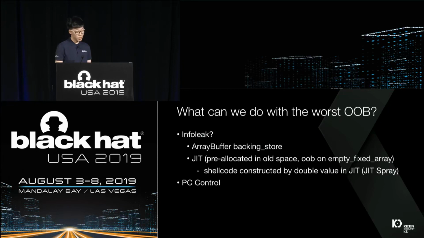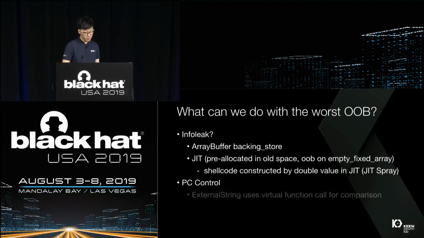After we got the address of the code space, we can put our shellcode, which is constructed by double values in JIT, on the code space. This is also known as JIT spray. So the only thing we need is to control the PC register to jump to our shellcode. Also similar to Stephen's approach, we use the string compare for the next step.